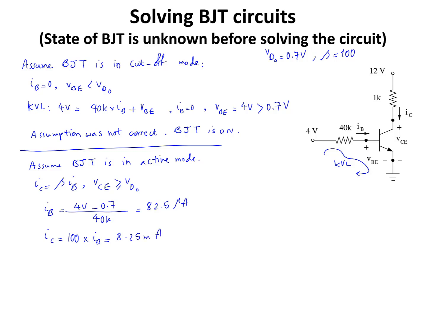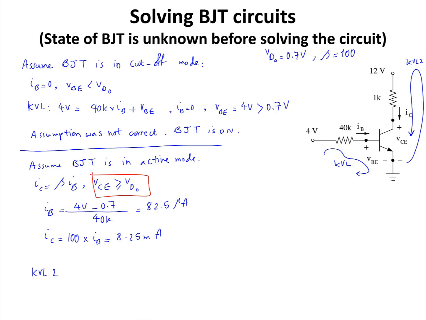Now I need to find the value of VCE to check it with the condition of the transistor operating in the active mode, which is this condition: VCE must be greater than or equal to VD0. So I'm going to use the second loop that I have for writing another KVL, and this is KVL2. Let me label it KVL2.